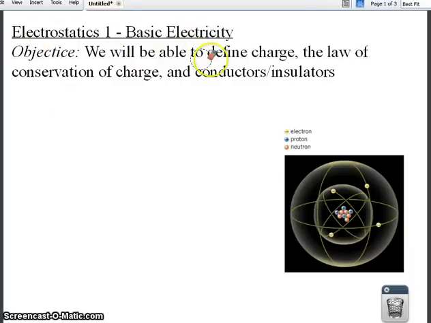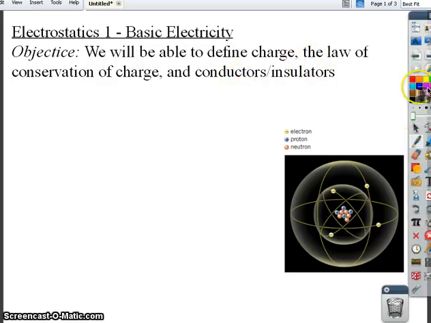Today, we will be able to define charge, the law of conservation of charge, and conductors and insulators. This lesson is going to be pretty basic. It's just an introduction to this concept of what electricity is, and it's going to get us ready for stuff later on. Most of you will probably have learned this material back in middle school.